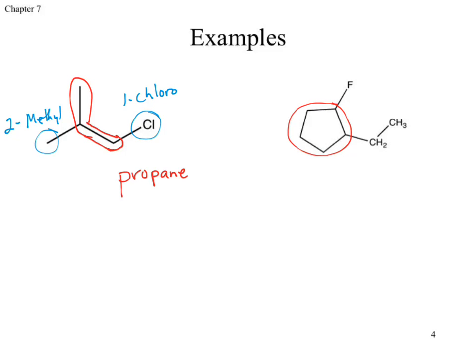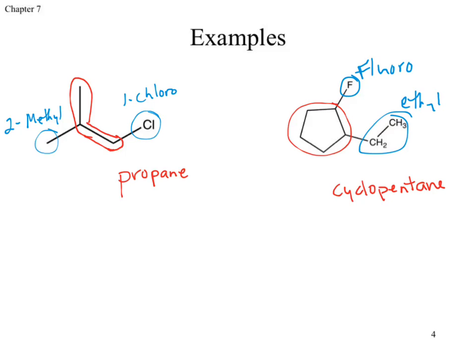Okay, so let's name our main chain first. We've got a ring, so for sure has to be a cyclo. How many carbons are in our ring? 5, so we have pent. And then an ane because it's all single bonds. Okay, what are our substituents? We have an ethyl and fluoro. I don't know why I decided to capitalize fluoro, just in case you asked that. Where are those substituents located?